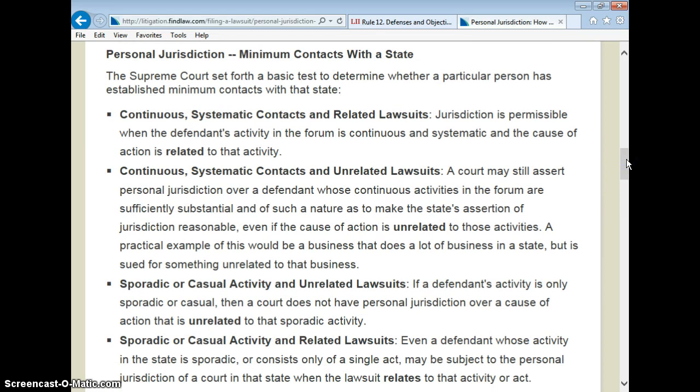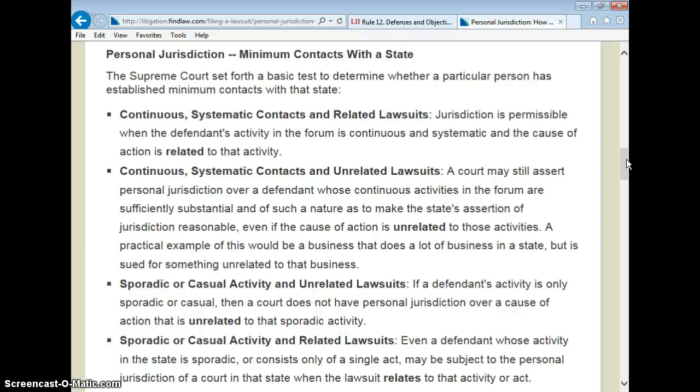Personal jurisdiction, minimum contacts with a state. The Supreme Court set forth a basic test to determine whether a particular person has established minimum contacts with that state. Continuous, systematic contacts and related lawsuits. Jurisdiction is permissible when the defendant's activity in the forum is continuous and systematic, and the cause of action is related to that activity.